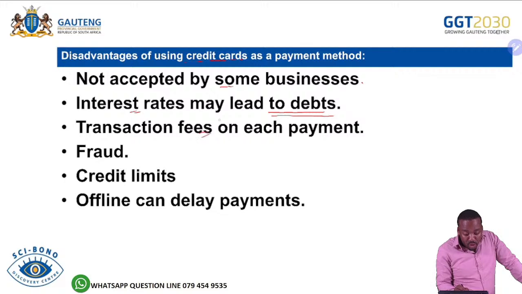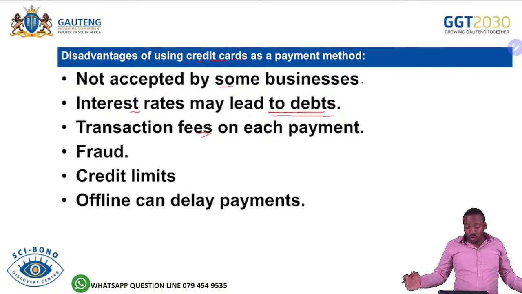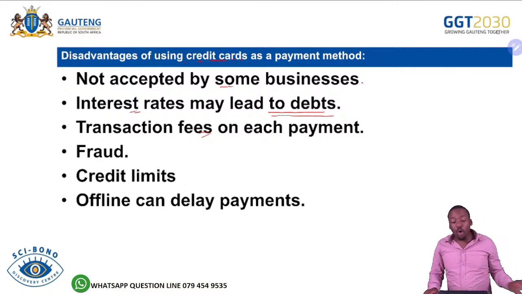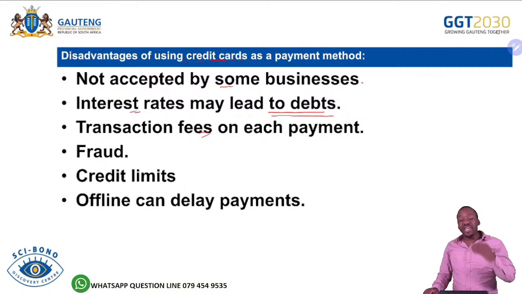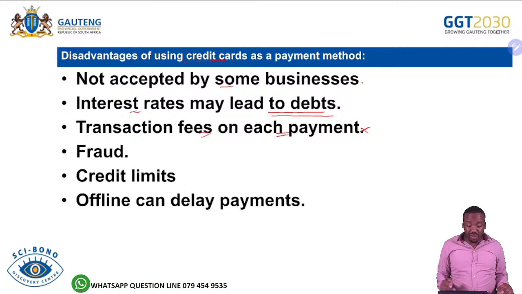And remember, you might be doing multiple transactions. Maybe you are buying airtime, maybe you are buying food, maybe you need to pay for accommodation. So there are transaction fees for each payment method. Understand? So there are additional fees for each transaction that is either successful or not, right? So there are transaction fees on each payment.